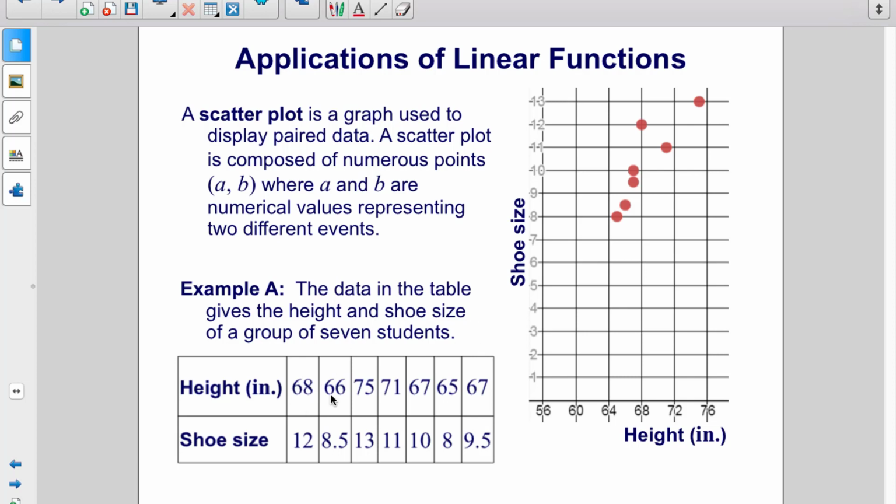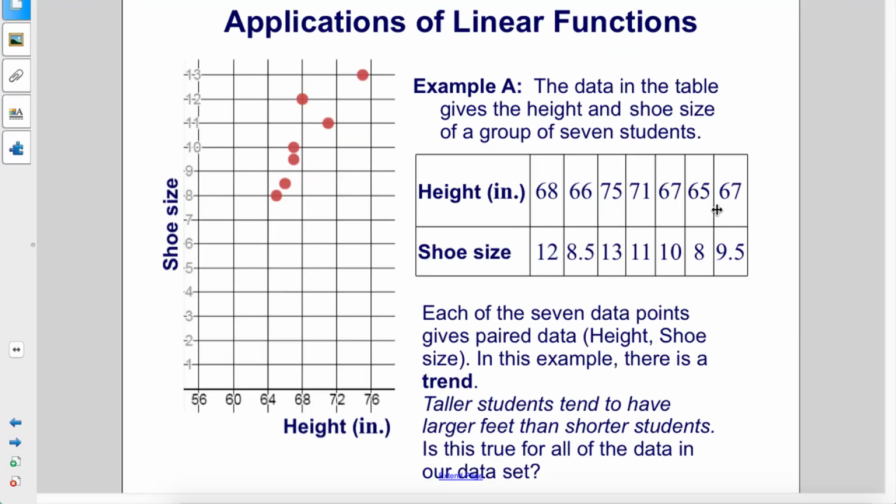So we have each student's height and each student's shoe size. And here we've put shoe size on the y-axis and height on the x-axis. So one of the points here is (68, 12). So this point right there. Each of the 7 data points gives paired data: height, shoe size.